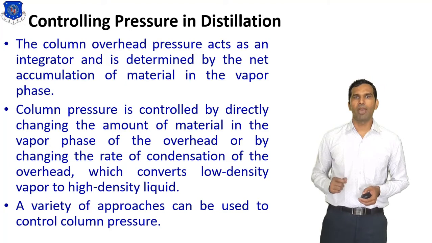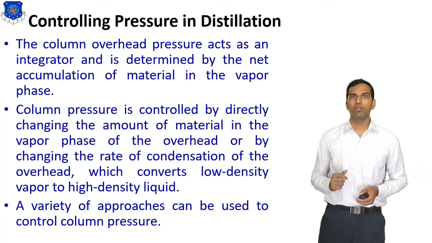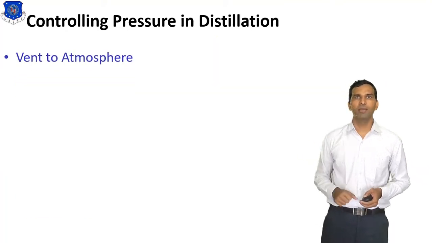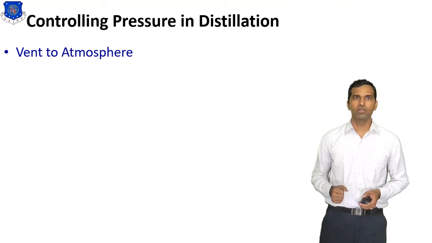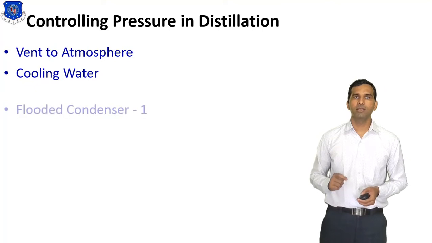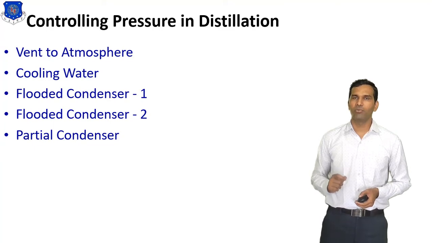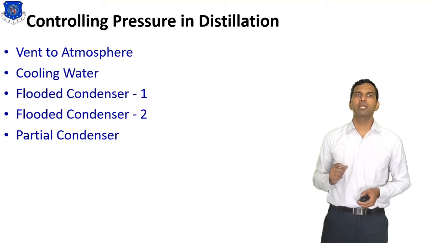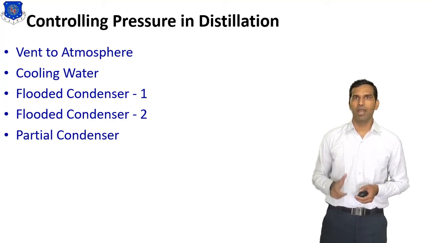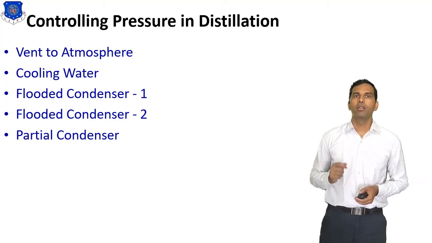A variety of approaches can be used to control the column pressure, based on these two schemes. First is vent to atmosphere. Second is the cooling water scheme. Third is flooded condenser 1. Then flooded condenser 2. And last is the partial condenser method. So these five methods are used to control the pressure inside the distillation column.